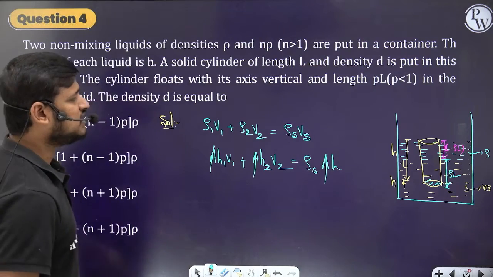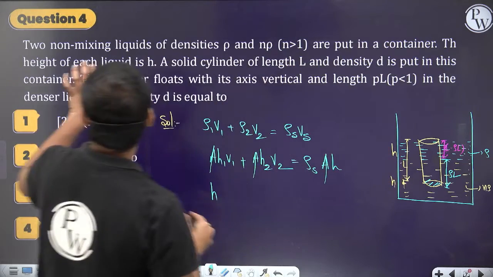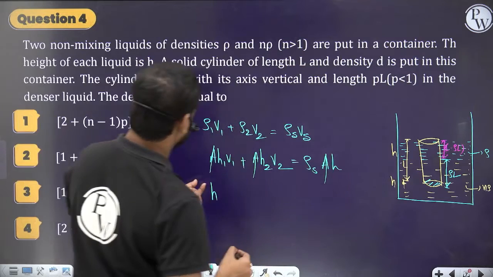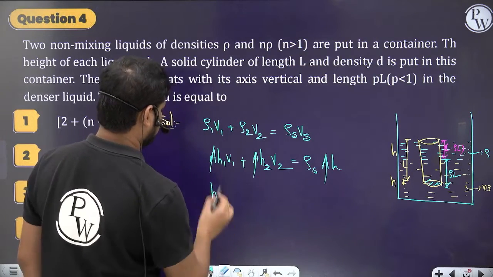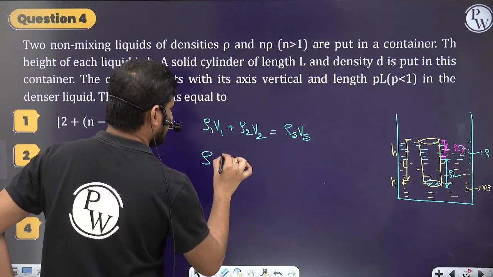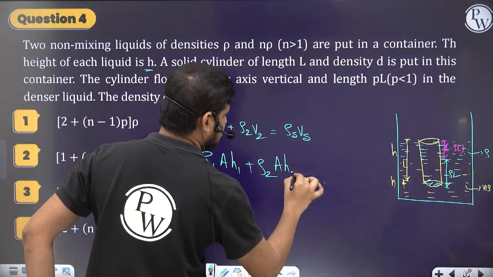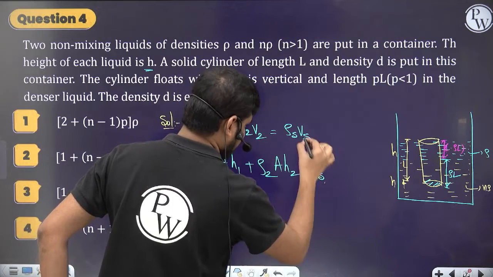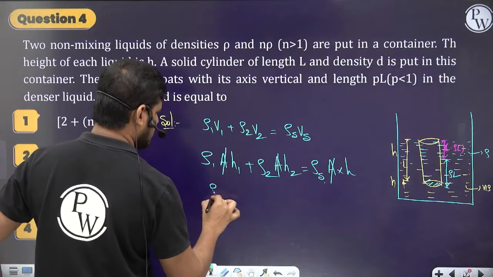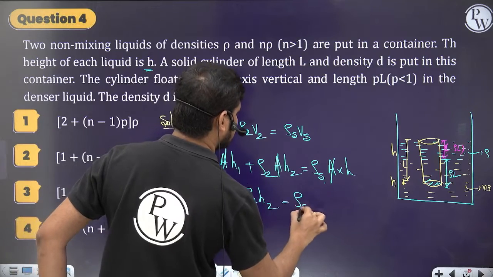What is the height of the first one? Let it be H, because each liquid is of height H. What is the volume of the first? Density, my bad, sorry guys. See here, the density is same, A into H1 in place of volume; here density rho 2, so A into H2 is equal to the density of the solid and A into the total height. The cross sectional area gets cancelled, so rho 1 H1 plus rho 2 H2, direct formula actually, equals rho S into the total height.